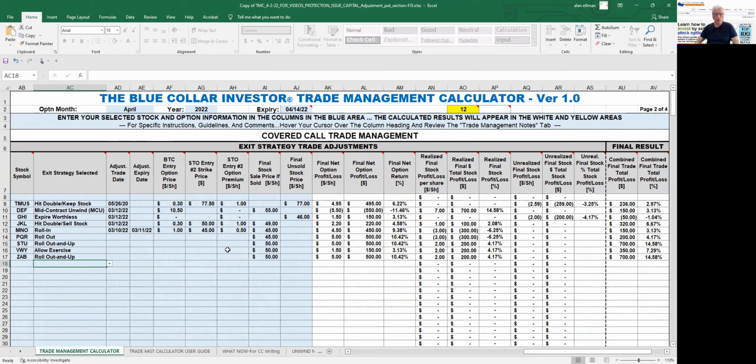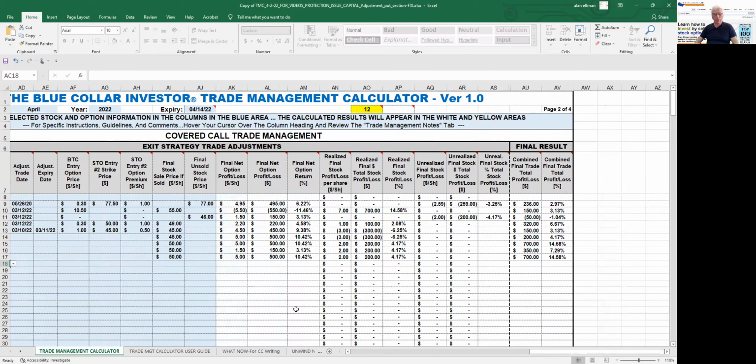So if you're changing the strike price, you enter that. If you're selling the stock, the final sale price. If you're going to retain the stock, the price at expiration. And that information is all put into the blue cells or section 3 of the covered call writing aspect of the spreadsheet. And then section 4, all the way to the right, gives you your calculated final post-adjustment results.